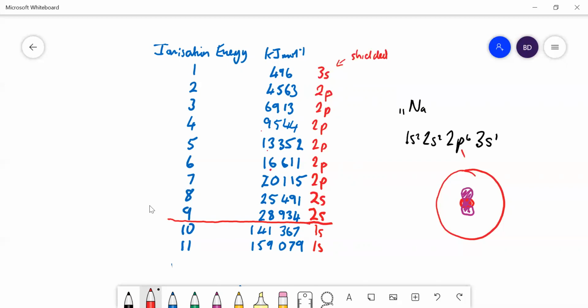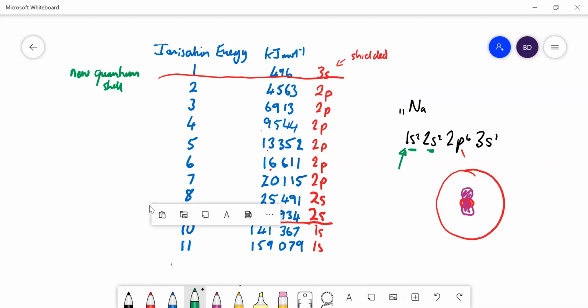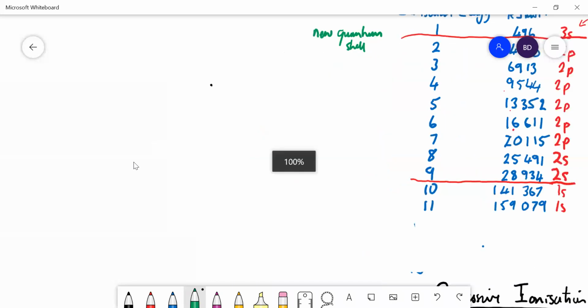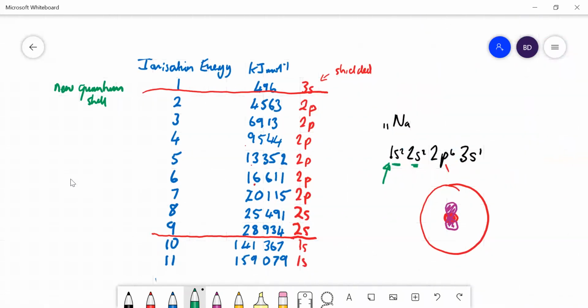So you can see when we get these jumps, it's when we're entering a new quantum shell. What I mean by that is not a new subshell, but it's not just the subshell that's changing, it's the number in front, the quantum shell. So there we're going from the third into the second quantum shell, and here we're going from the second quantum shell into the first quantum shell. New quantum shell here as well.